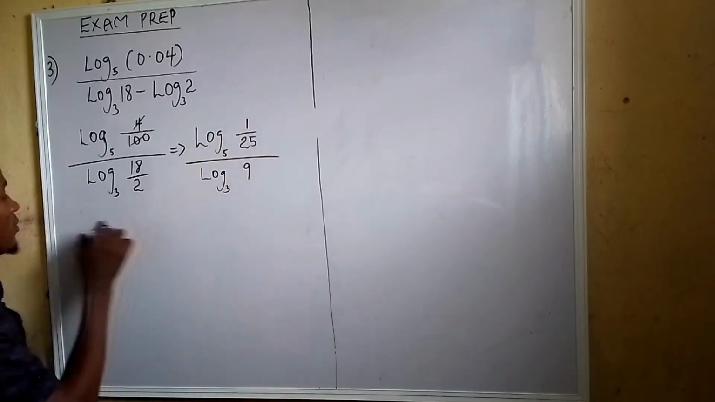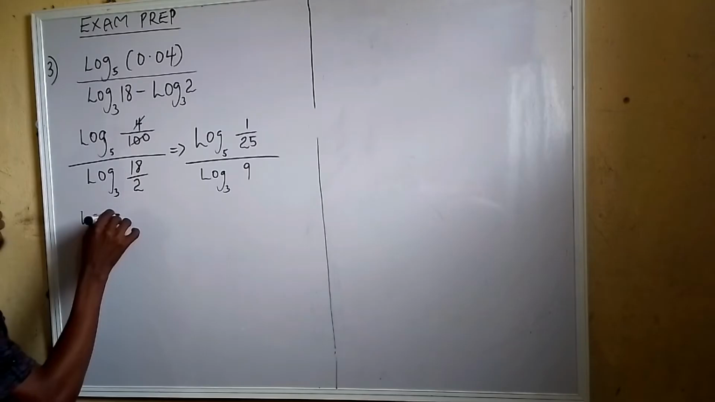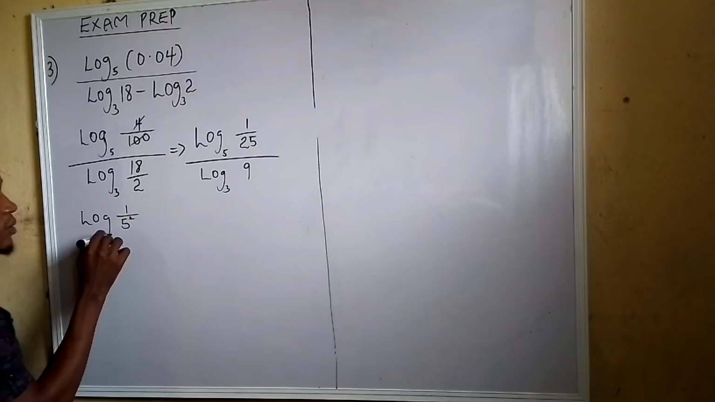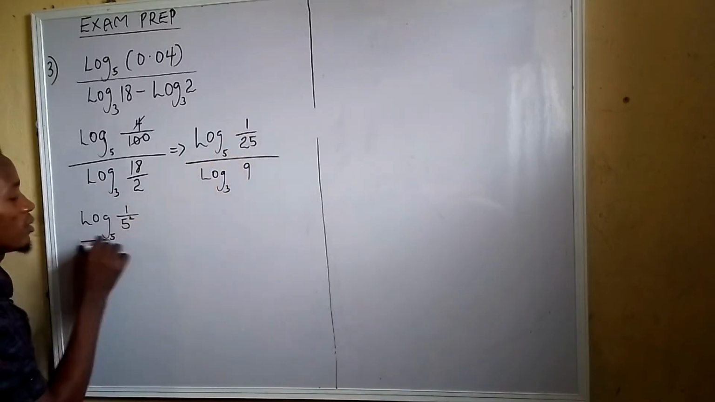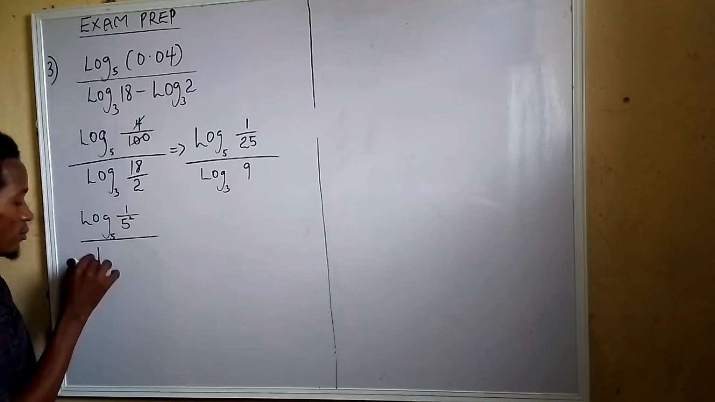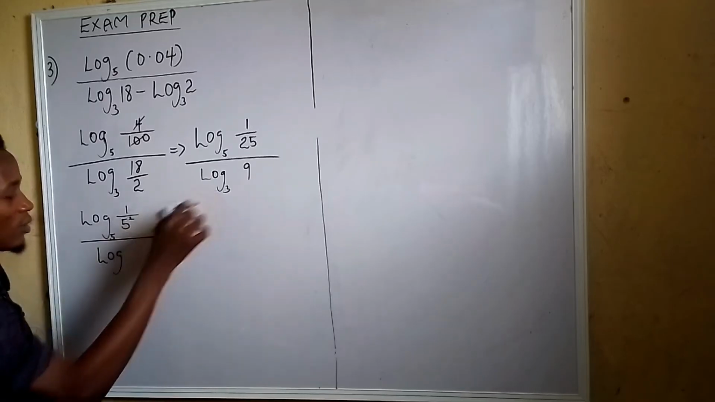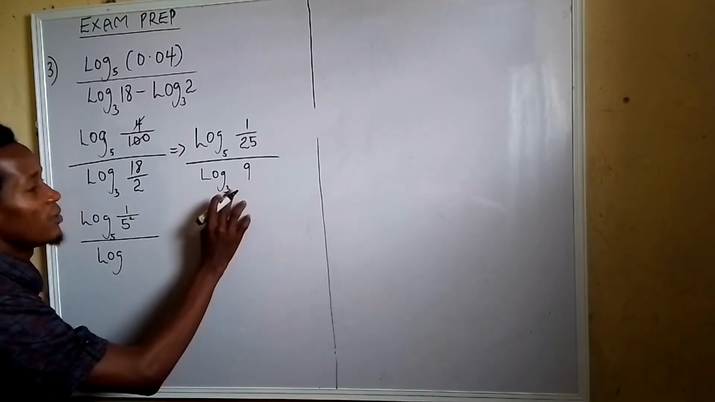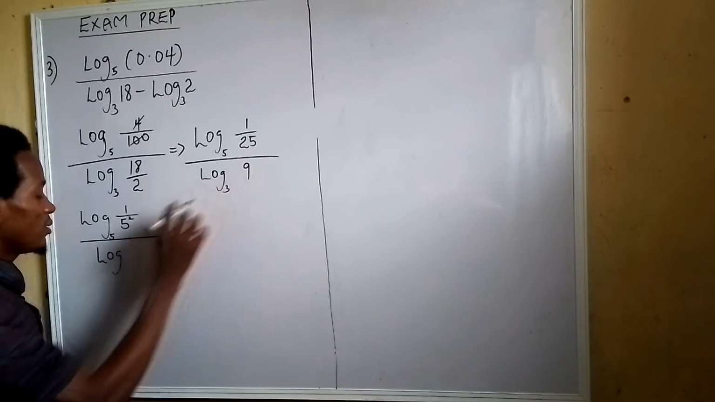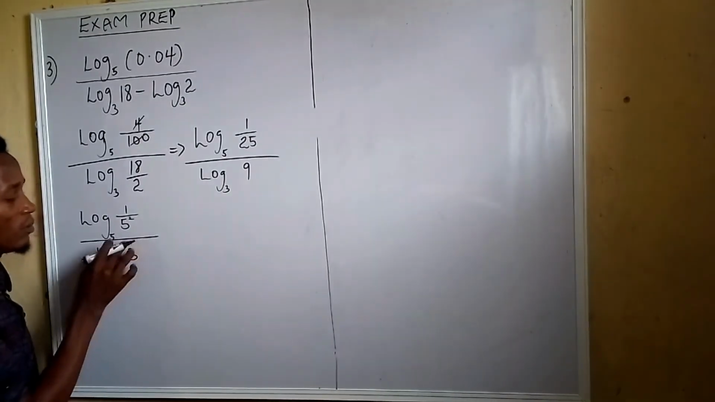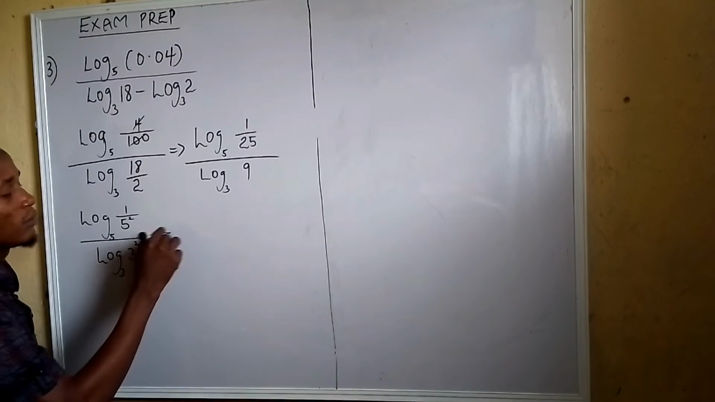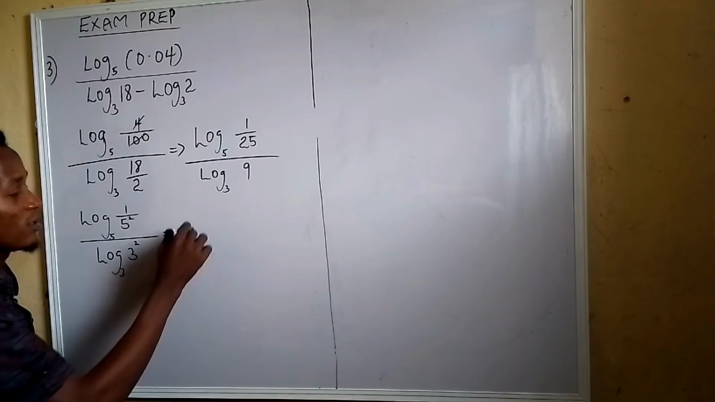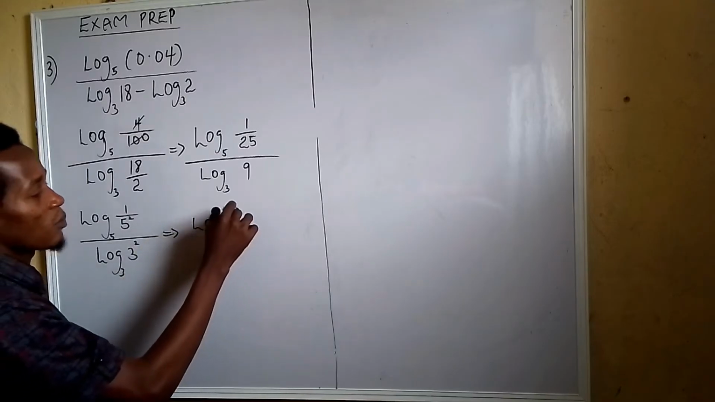1 over 25 is the same thing as log of 1 over 5 raised to power 2. Because our base is 5, we can immediately change this 25 to 5 so that they can work together and the logarithm applies. For log 9, 9 and 3 are in the same index, that means power of 3. So 9 is 3 raised to power 2, all in base 3. This implies 5 raised to power 1 over 5 squared, which is the same thing as 5 raised to power minus 2.